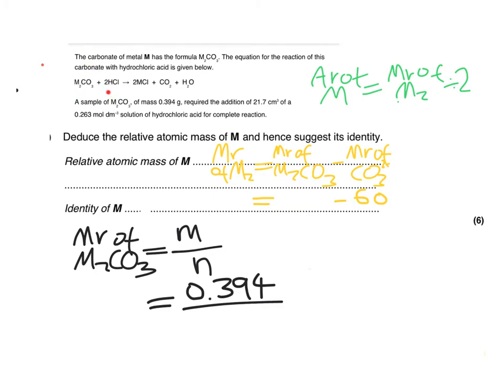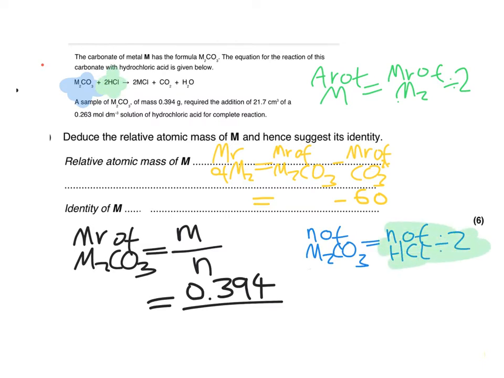So let's write down the equation for the ratio. We can see that the moles of this, let's highlight that second, the moles of this in blue equals the moles of this highlighted in green, the moles of that, divided by 2 molar ratios.